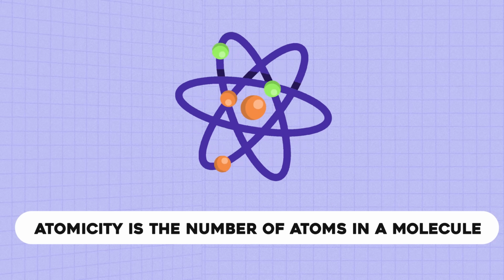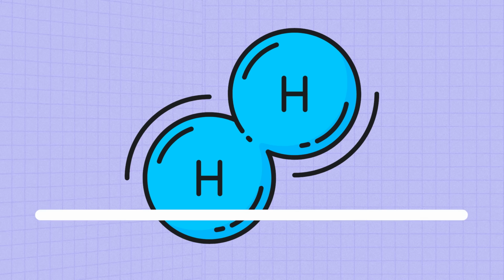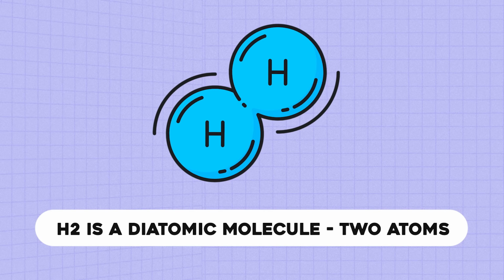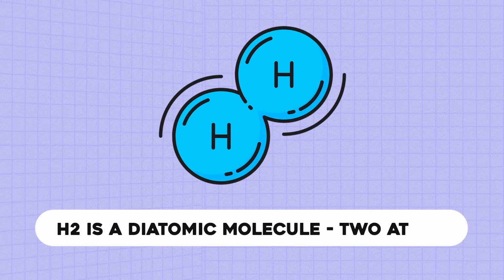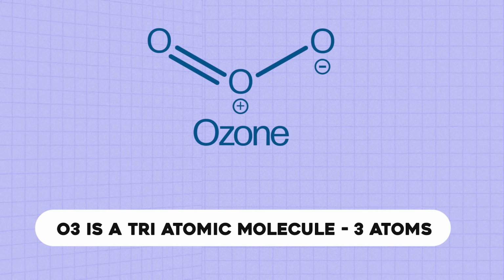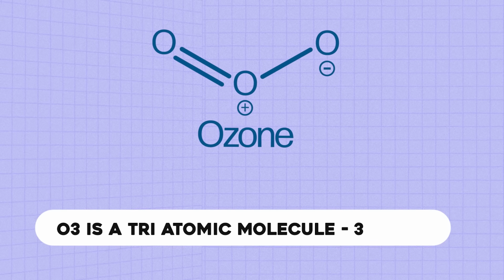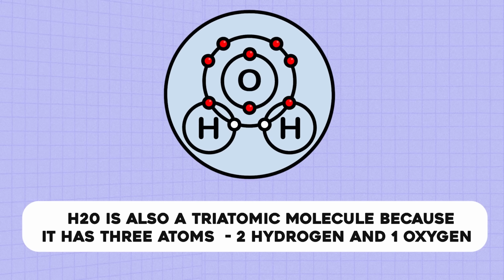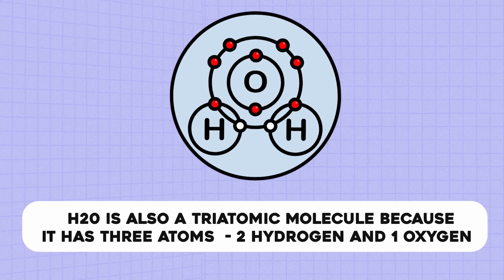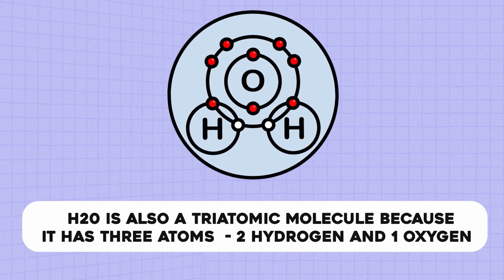Atomicity is the number of atoms in a molecule. For example, H2 is a diatomic molecule, 2 atoms. O3 is a triatomic molecule, 3 atoms. H2O is also triatomic because it has 3 atoms, 2 hydrogen and 1 oxygen.